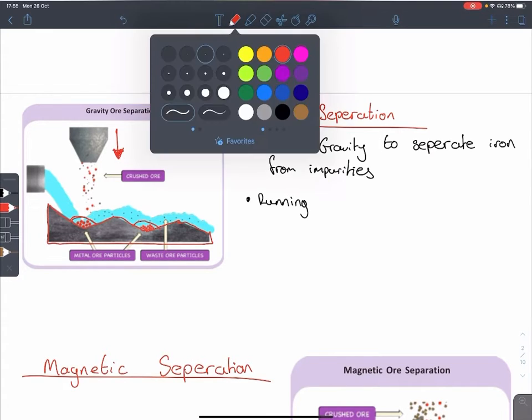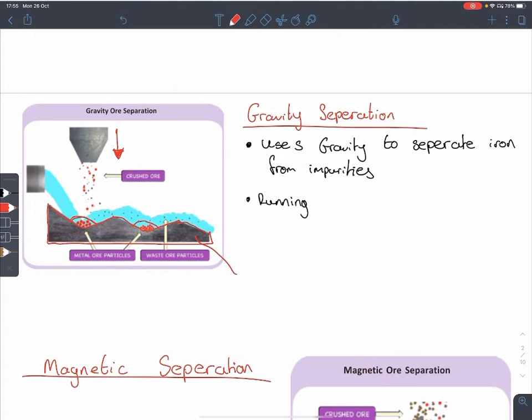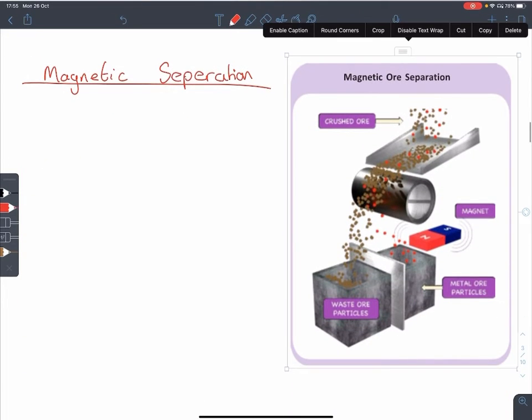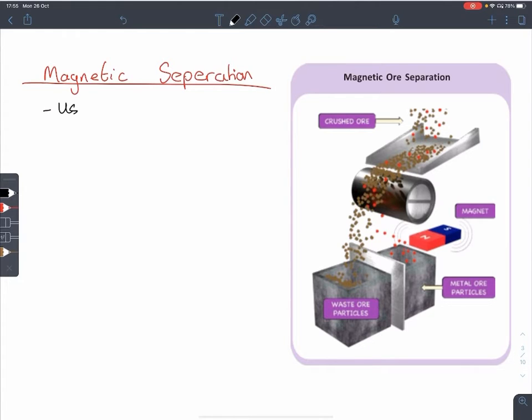Now this bed here also constantly vibrates to help the iron ore and the impurities separate. The next one is magnetic separation. So obviously this uses a magnet to separate out the iron ore from the impurities.